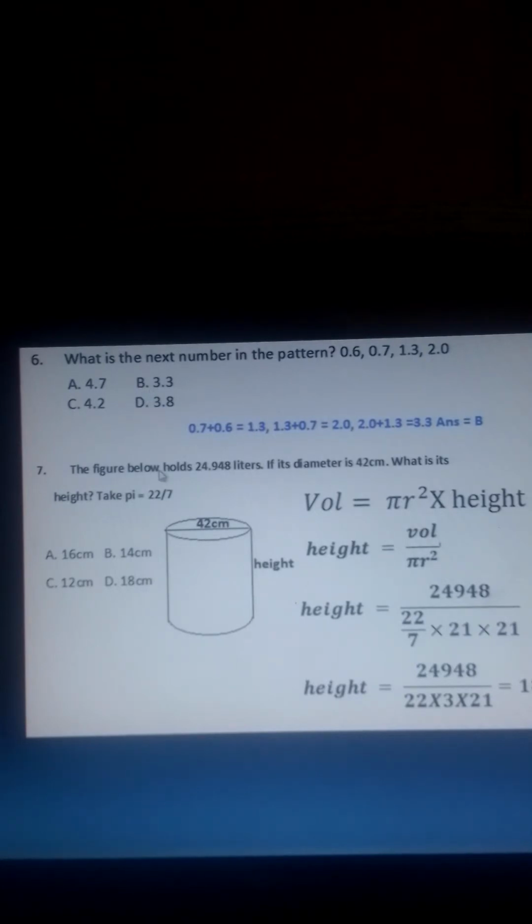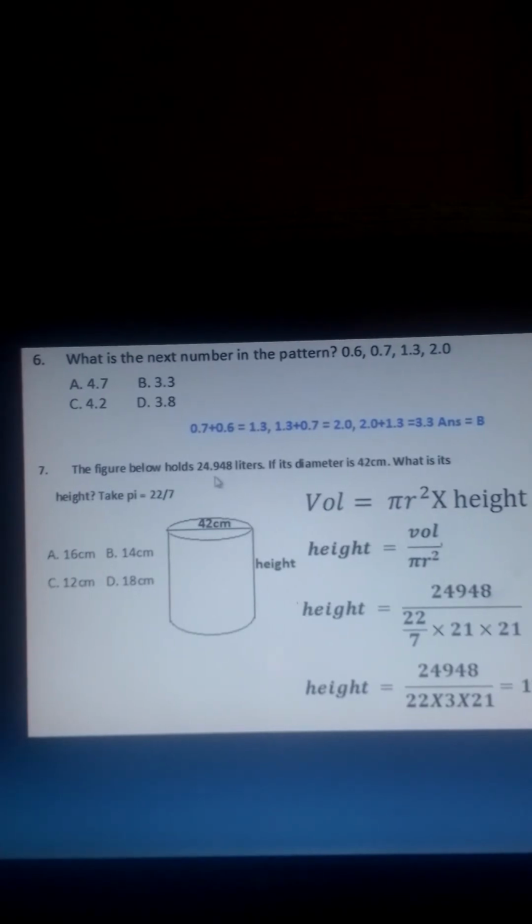Alright, number 7. The figure below holds 24.948 liters. If its diameter is 42 centimeters, what is its height? Take pi to be 22 over 7. This is a cylinder with a diameter of 42 centimeters, and this height is required.